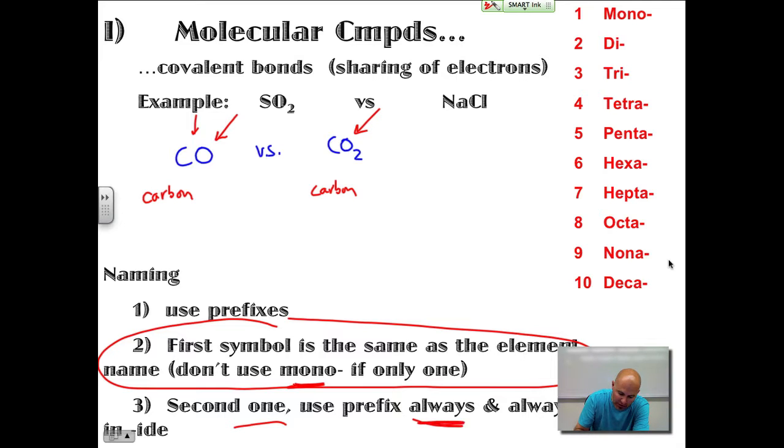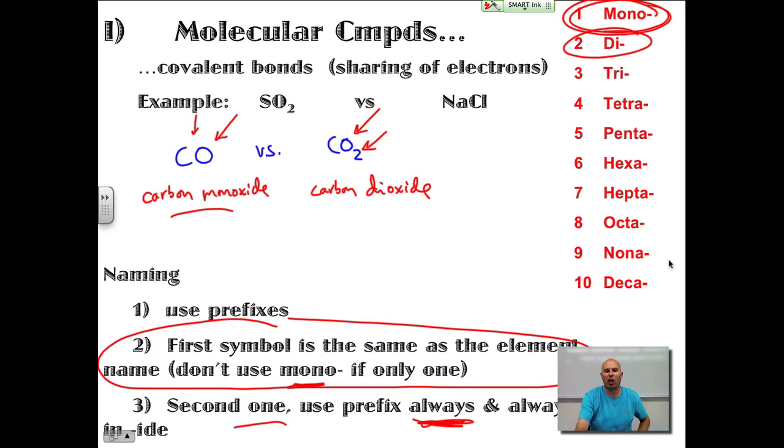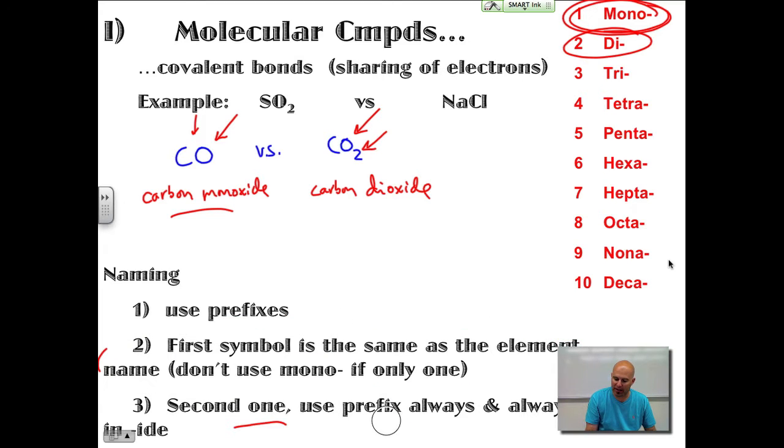You're always going to use a prefix. So in this case, we do need to use the mono. Monoxide. Carbon monoxide. Versus, here we have two. So dioxide. So carbon monoxide is CO. Carbon dioxide is CO2. Notice again, they are not getting together because of ionic bonded substances.